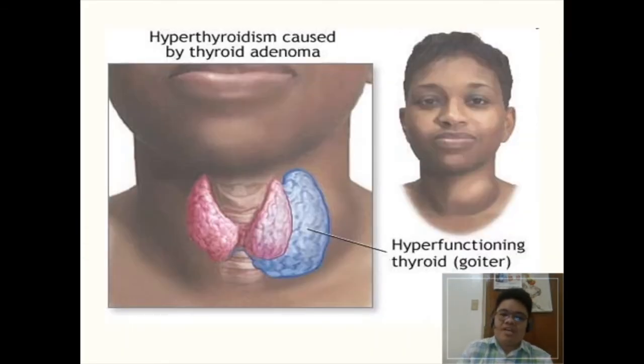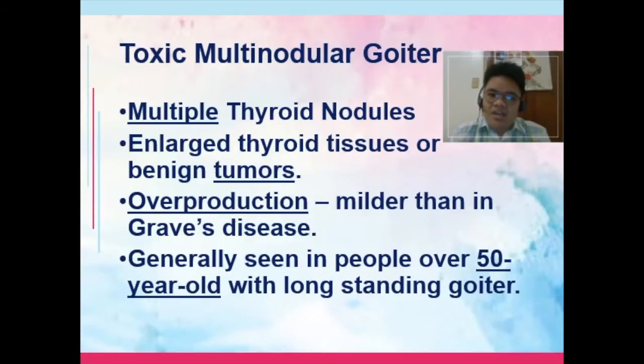Now, hyperthyroidism can be caused by thyroid adenoma. So class, in this case, there is hyperfunctioning of the thyroid. There is also an increase in size, so that is considered to be your goiter. Then, you have your toxic multinodular goiter. So, class, it is multiple thyroid nodules characterized by enlarged thyroid tissues or benign tumors. Okay, there is overproduction, which is milder than that of your Graves' disease, but still there's overproduction. Then generally seen in people over 50 years old, okay, with long-standing problems.